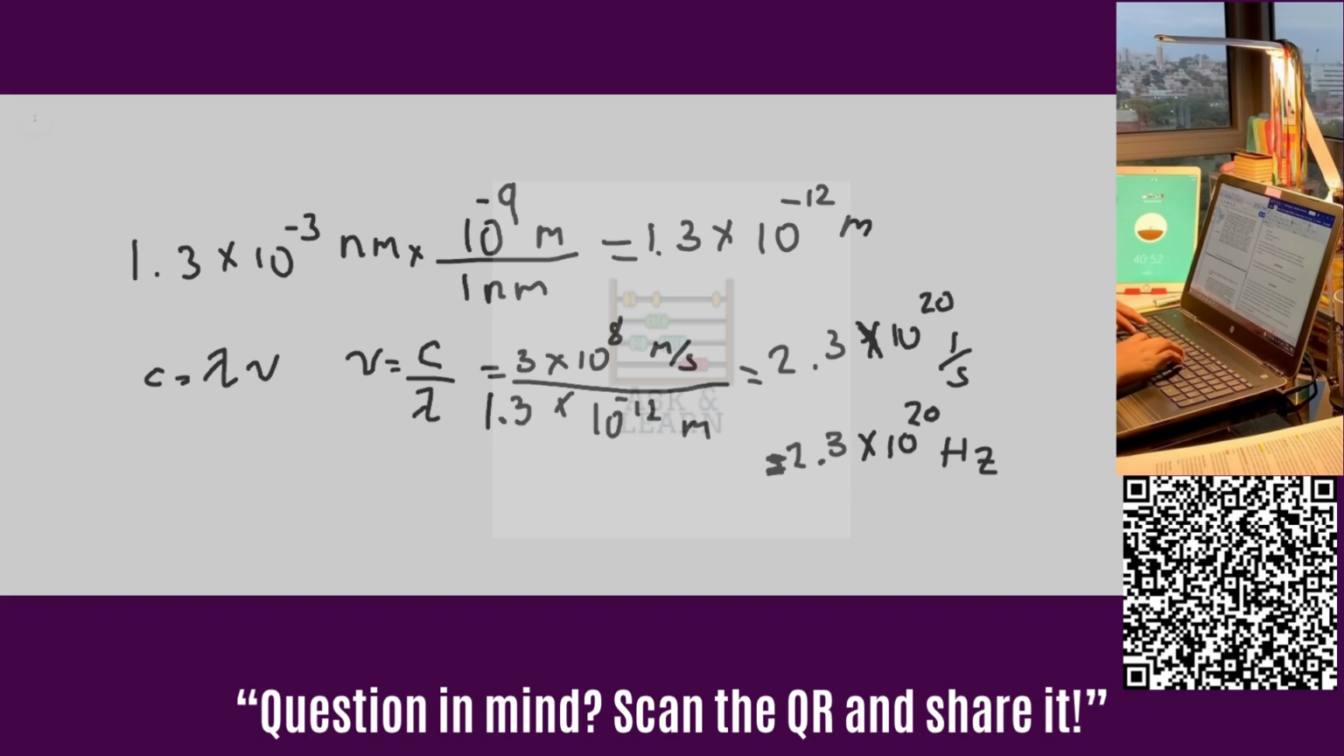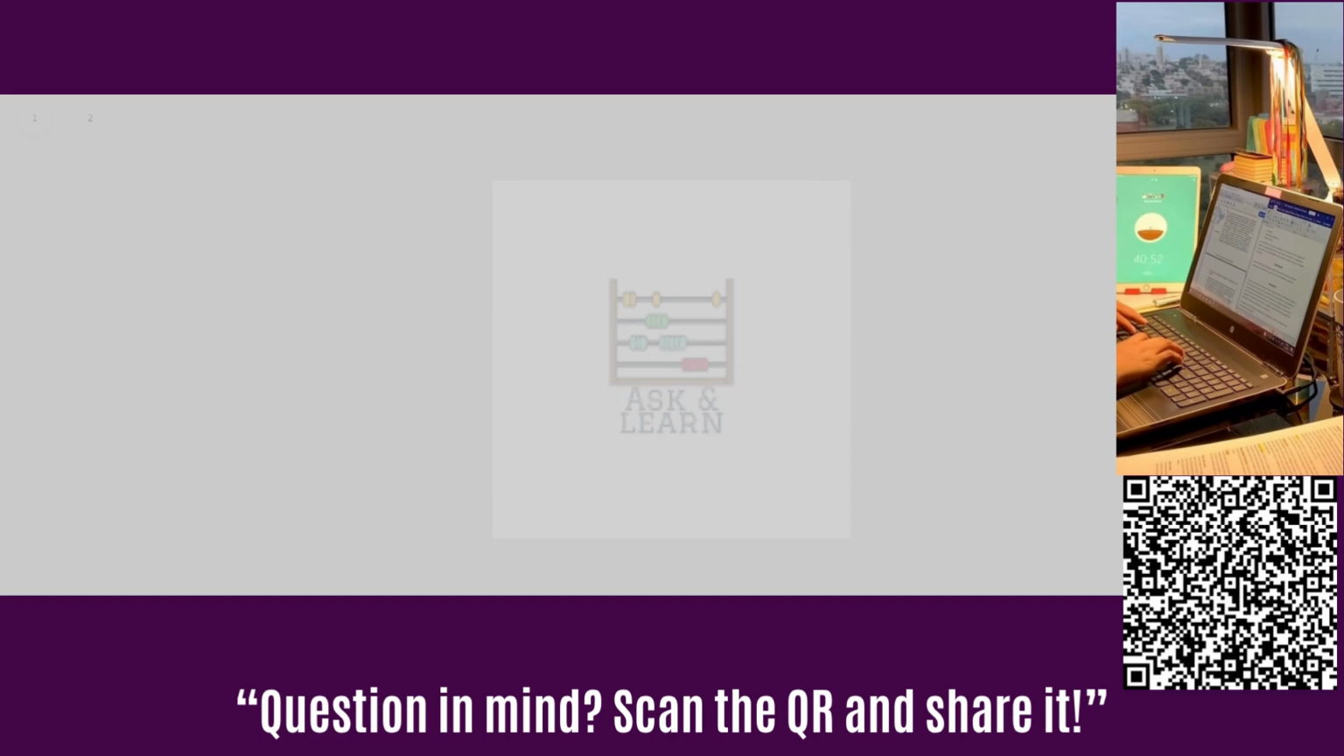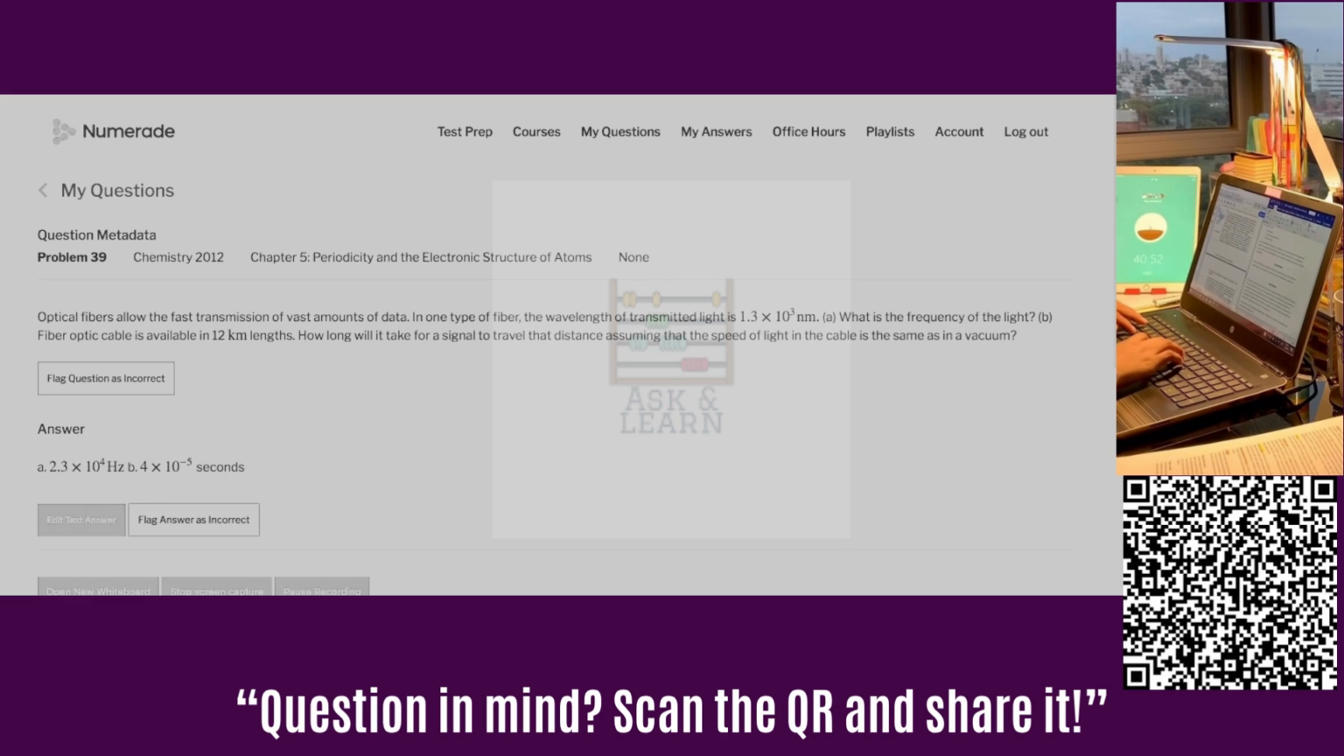Now let's continue and do the next part, part B. Part B says fiber optic cable is 12 kilometers in length. How long does it take for a signal to travel that distance? So again, it's looking for time. The speed of light in the cable is the same as in a vacuum. So it's asking us to use the speed of light.